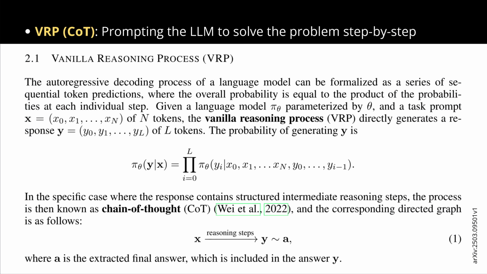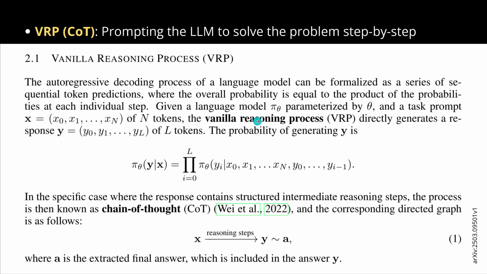Now, prompts are nice, but coding is even more beautiful. So let's have a look at how we can build this. Let's go to the vanilla reasoning process, and I show you one paper that I would recommend. They explain the vanilla reasoning process of our AI. So the autoregressive decoding process of a language model can be formalized as a series of sequential token predictions, with the overall probability equal to the product of the probabilities of each individual step. And here we go now.